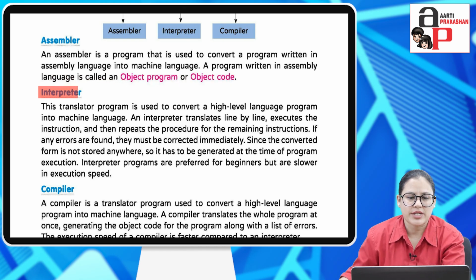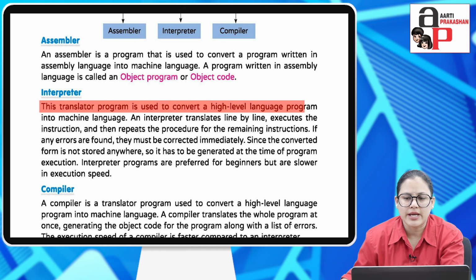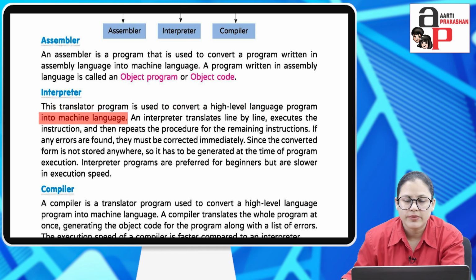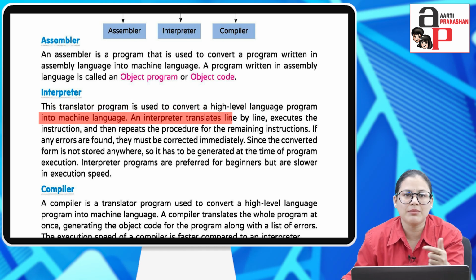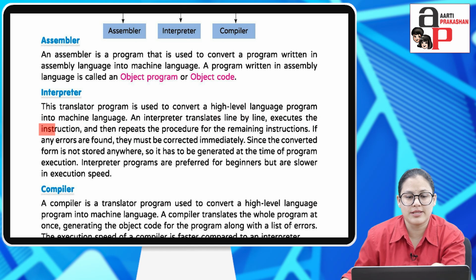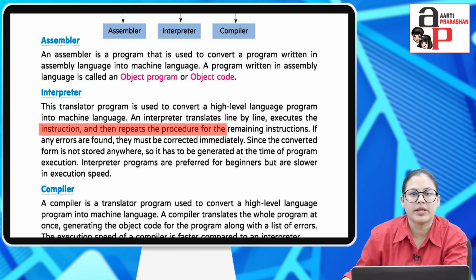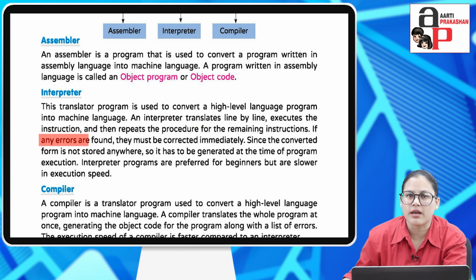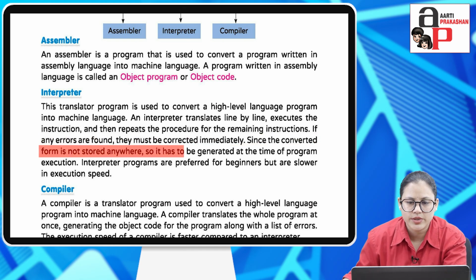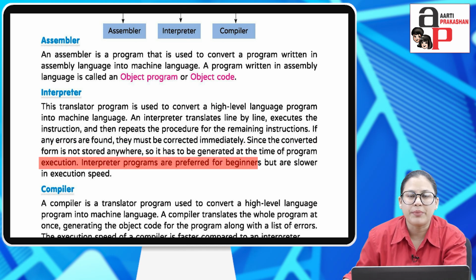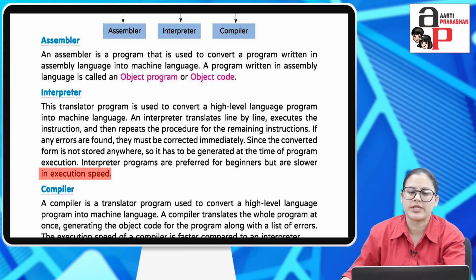Next is interpreter. This translator program is used to convert a high-level language program into machine language. An interpreter translates line by line, executes the instruction, and then repeats the procedure for the remaining instructions. If any errors are found, they must be corrected immediately. Since the converted form is not stored anywhere, it has to be generated at the time of program execution. Interpreter programs are preferred for beginners but are slower in execution speed.